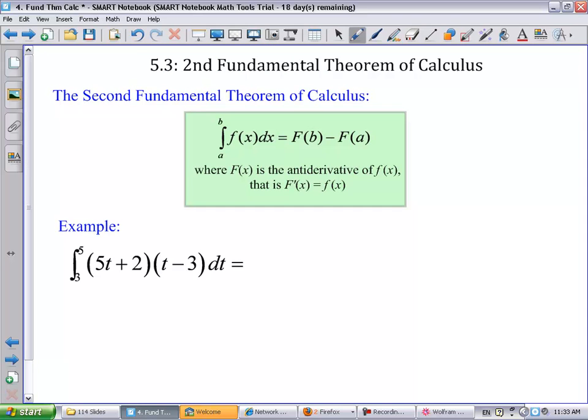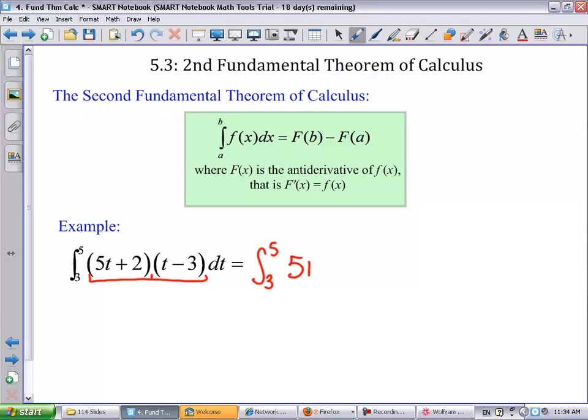Okay, let's try again. We've got the integral from 3 to 5 of (5t plus 2) times (t minus 3). Right, so this one's tricky because we don't know how to take an antiderivative of a product. These two things here multiplied together, you can't just take the antiderivative of each one separately. That's not the way it works. So before we try to take the antiderivative, we're going to have to multiply it all together.